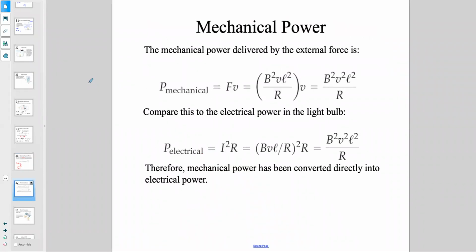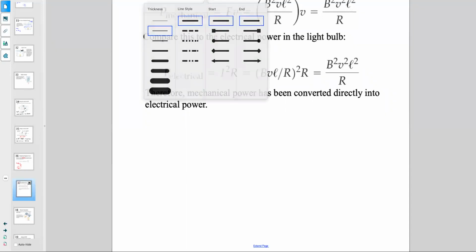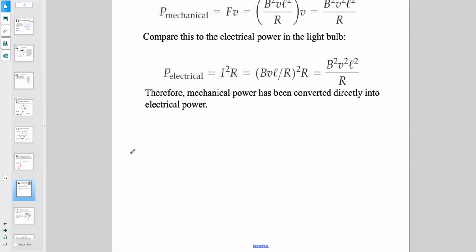The mechanical power delivered by the external force is F times v. We remember this from our physics 1, but if you don't, I can quickly show you how I have done it. Remember that P was W over t, and W was work, which was F dot d, and it is F d cosine theta. This is the dot product between them. And t is just time. So this distance over time is the velocity, isn't it?